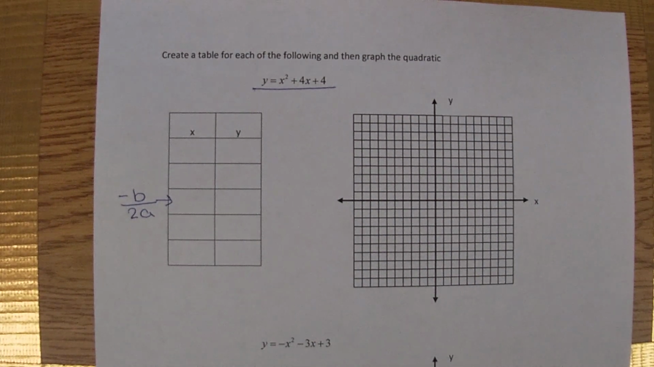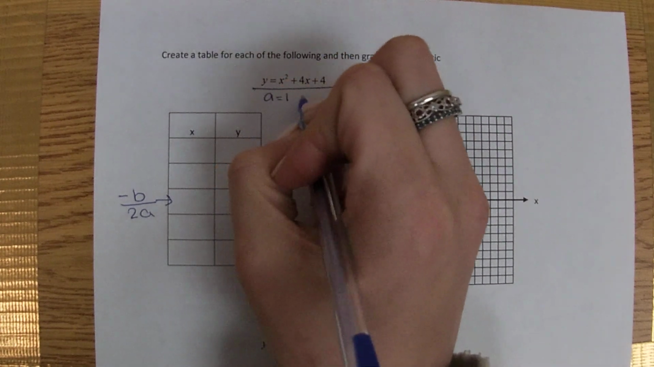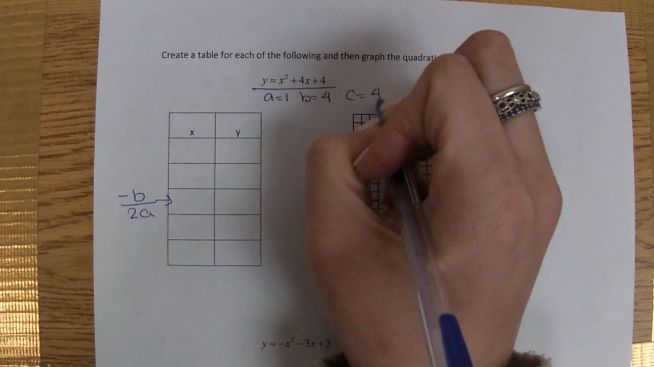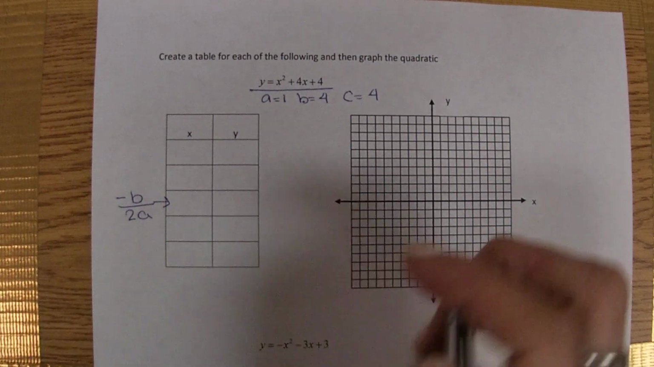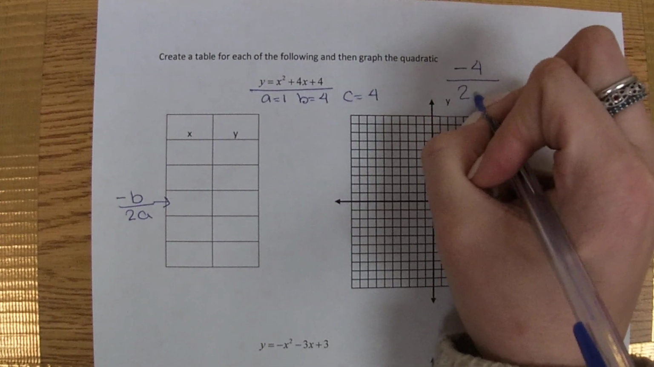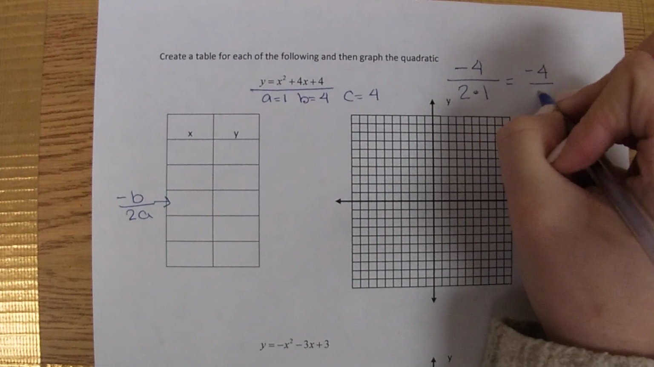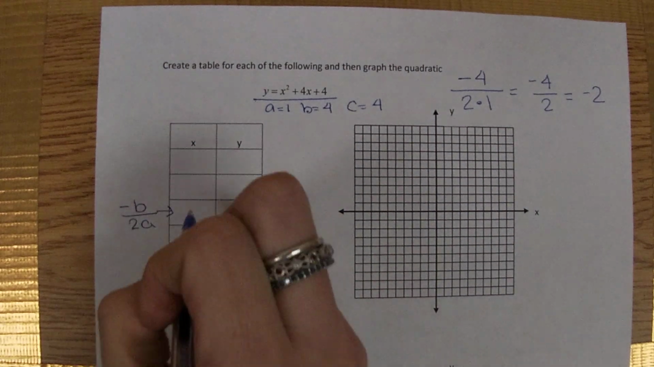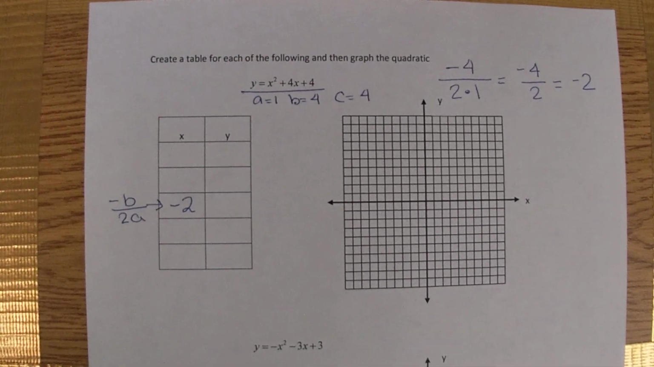That's finding our vertex. Okay, so if we look up here, we know a is 1, b is 4, c is 4. So negative b over 2a will be -4, negative b, over 2 times a, which is 1. Okay, and so we will get -2 as the value to go in the center of our table.